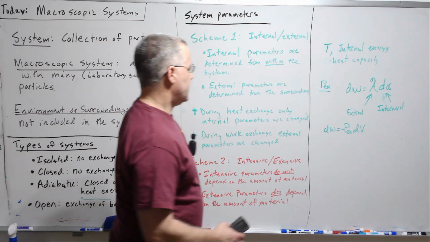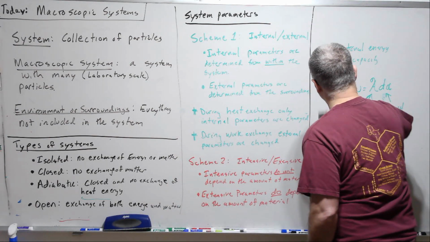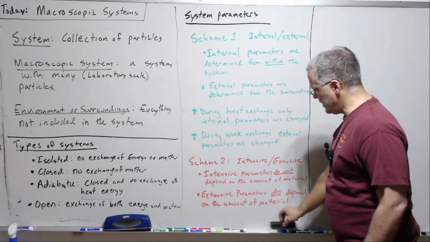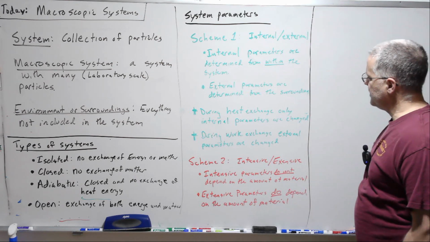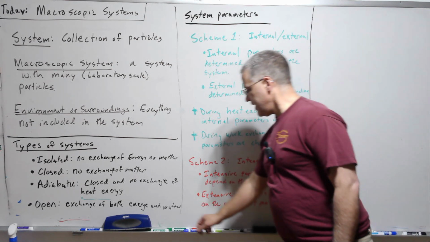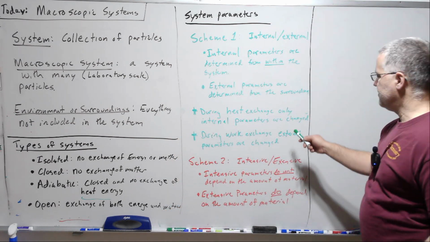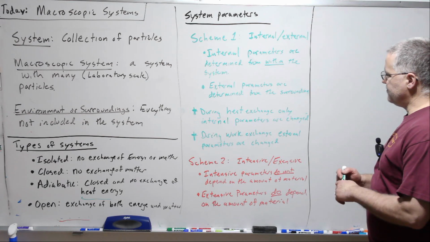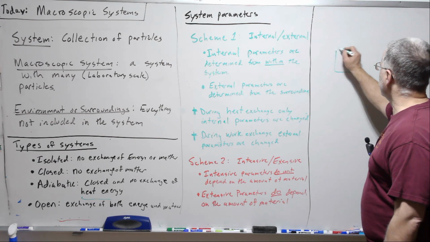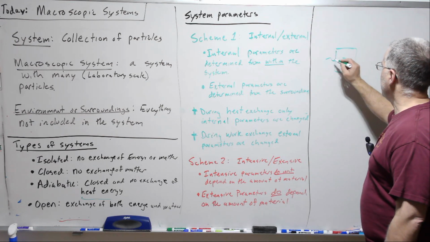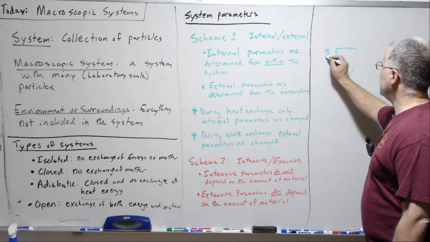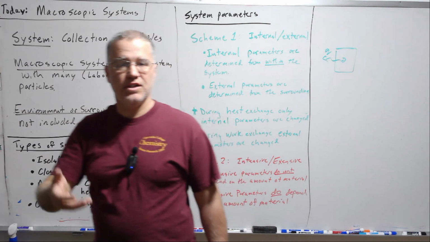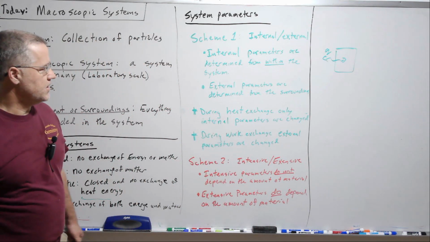All right. Another aspect of this is when heat is exchanged, then only internal parameters are changed. When work is exchanged, then external parameters can change. And so if we have, say, a closed container and some heat is coming in or out, we can change the temperature of that system.